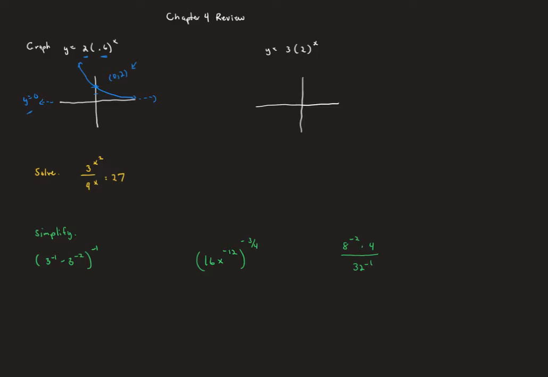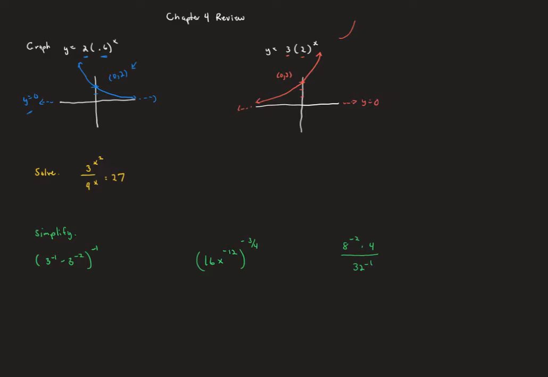y equals 3 times 2 to the x. Because the base is bigger than 1, it's going to be exponential growth. And the 3 is going to mean it's going to cross the y-axis here at (0, 3). The asymptote is still going to be the x-axis, y equals 0. And it's going to be growth, so it's going to rise from left to right.